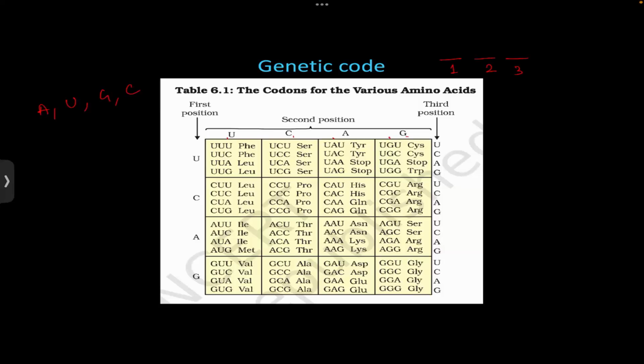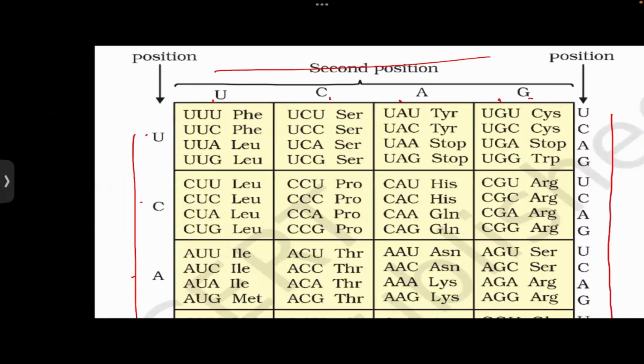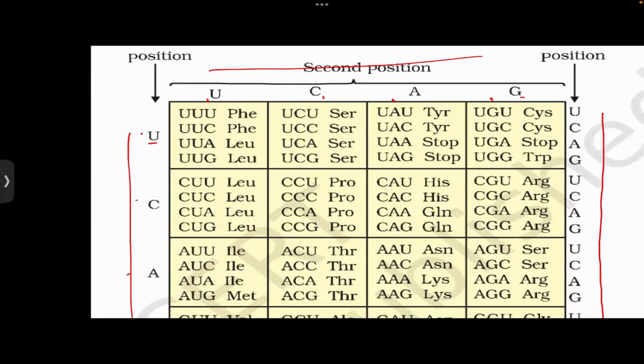Exactly that I have read, so I have written here. So this is A, U, G, C. So here also A, U, G, C, here also A, U, G, C. So on all three sides, we have written A, U, G, C. So how can we read it? This U, and then this U forms U, U, U. And this particular codon codes for the amino acid phenylalanine.